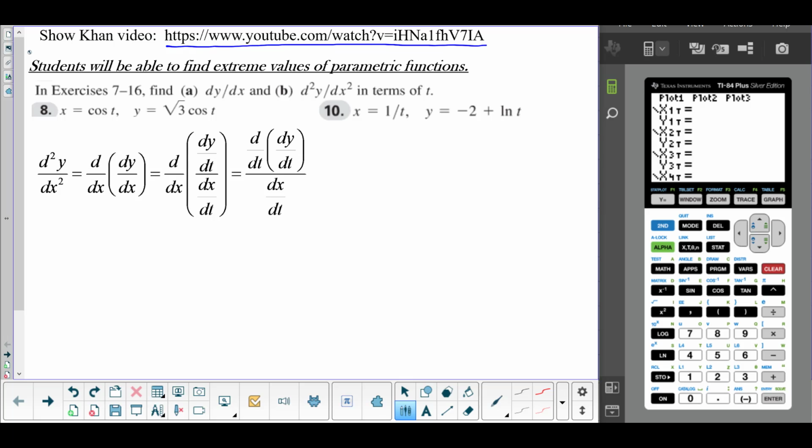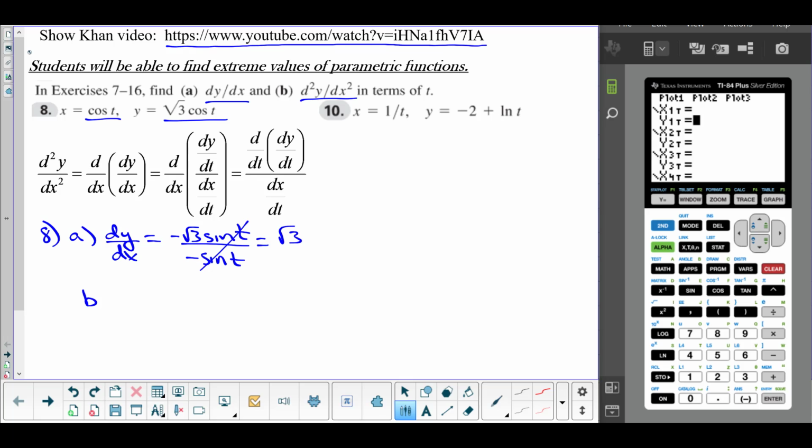Students will be able to find extreme values of parametric functions. Exercises 7 through 16: find A, the first derivative, and B, the second derivative, in terms of t. So problem number 8. Letter A, first derivative, dy/dx is equal to the derivative of y, negative square root of 3 sine of t, over the derivative of x, negative sine of t. So the signs cancel out, and the first derivative is square root of 3.